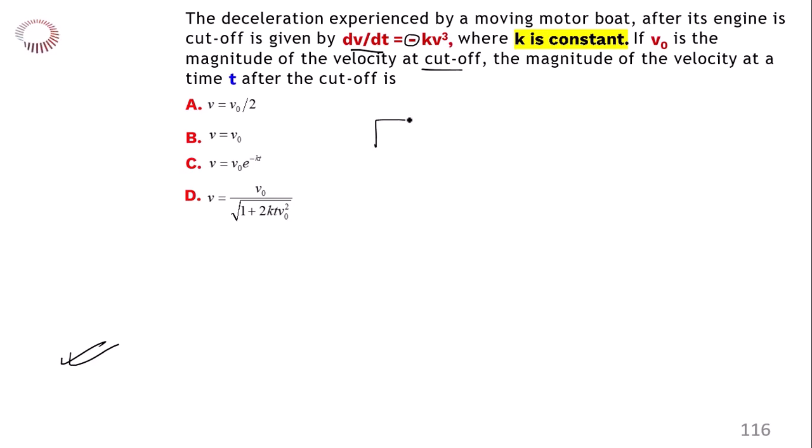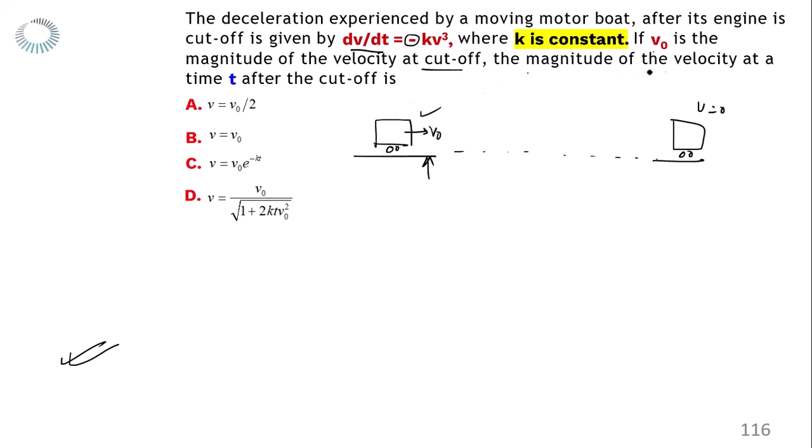Let us say the car is moving with a velocity of v naught, and at that point I apply the brake. So for that the retardation takes place. So ultimately one point will come when the velocity becomes 0. Because retardation is there, so here the particle will be at rest. So this is called the cutoff point. At this point, the retardation is dv/dt equals minus kv. Okay. v naught is the magnitude of the velocity at the cutoff.